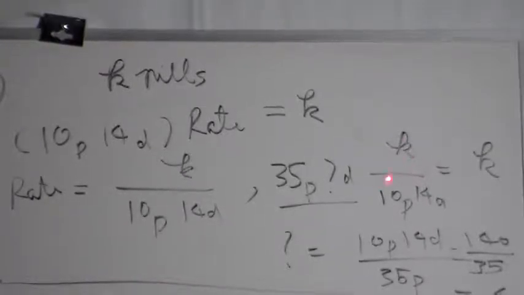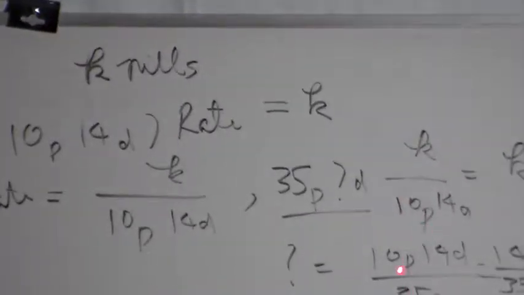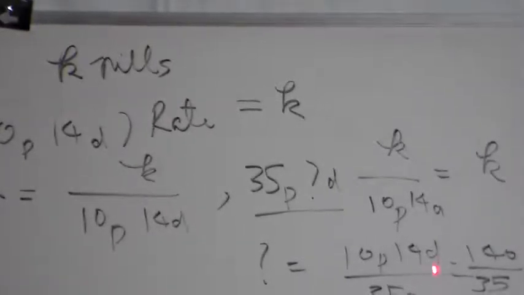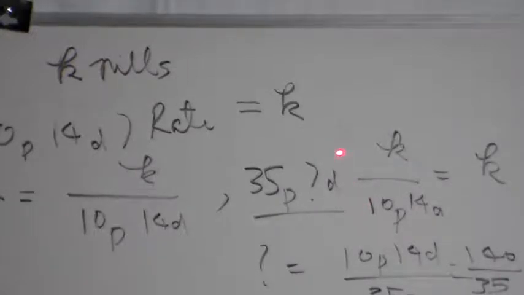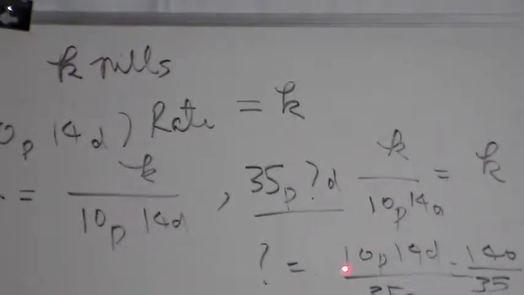K divided by... let me get a little bit closer. Okay, the rate is 10 patients by 14 days, with K pills in a hospital, right? So we're looking for the question only. We divide, we have to get rid of this. So the question is this right here. This K and this K are gone.